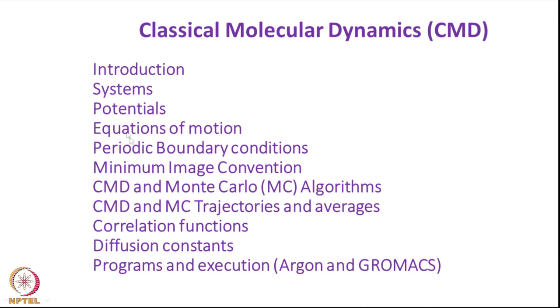Then after describing all the theoretical framework, we will execute two sets of programs. One is our own program written in Fortran, and then we will also describe a public domain software, GROMACS, which is a very powerful software and you can apply it to many systems of interest.